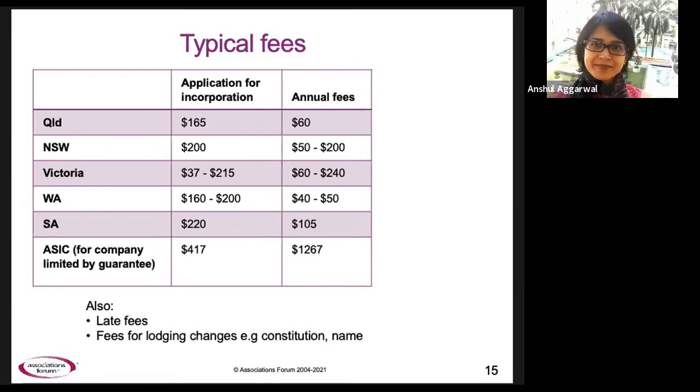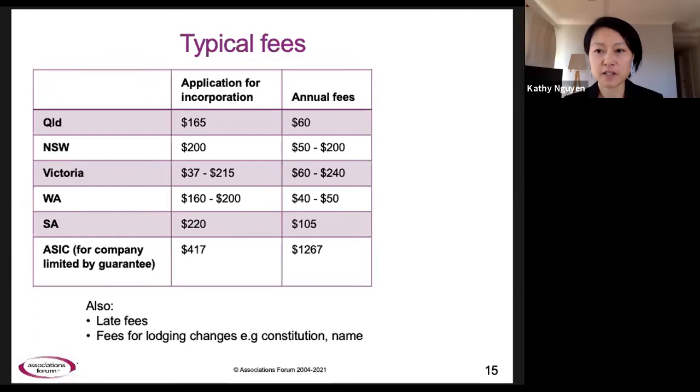Yeah, and there's one comment from Bernard. There are no annual reporting requirements or fees in SA for associations with turnover less than $500,000. Great. Thank you for clarifying that, Ben.